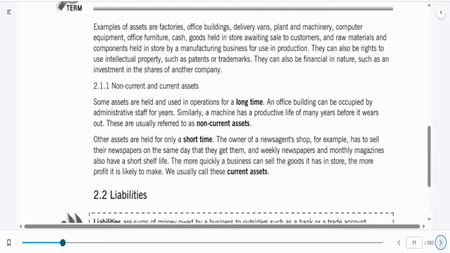Examples of non-current assets: buildings and office spaces, machinery and equipment used in production, vehicles like trucks or delivery vans that the business owns, furniture and large office equipment. These are assets that stick around in the business for a while, supporting long-term operations.